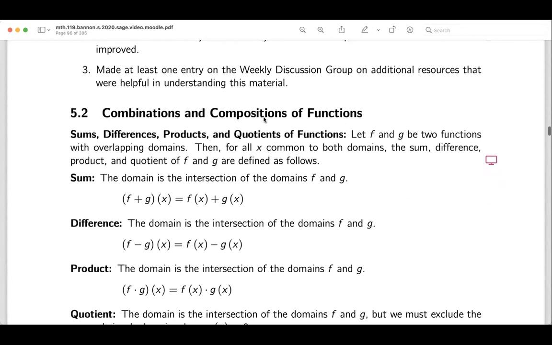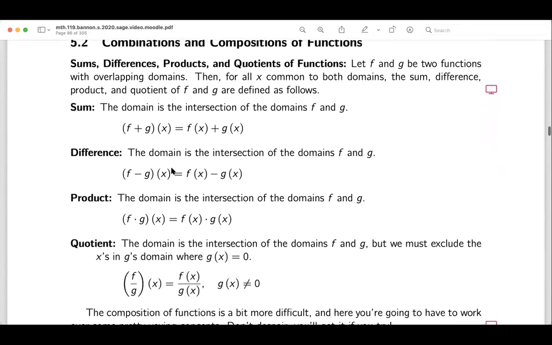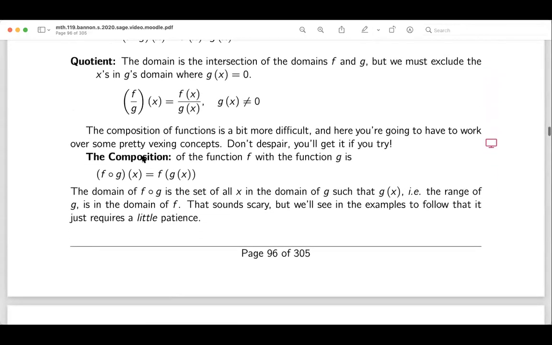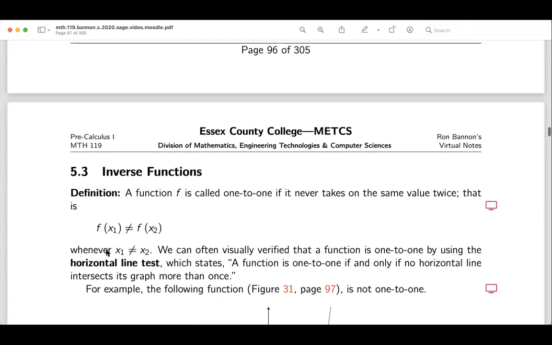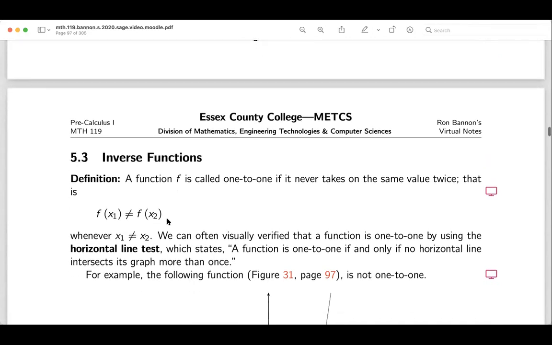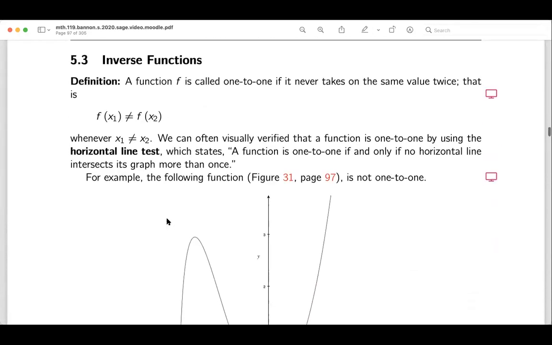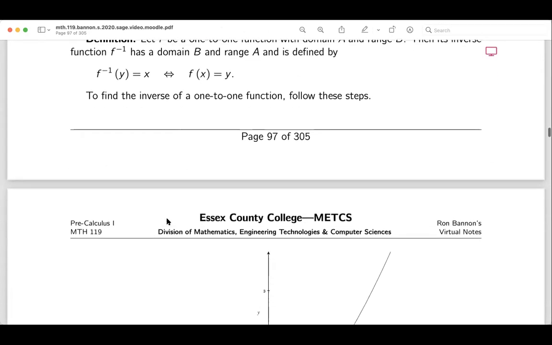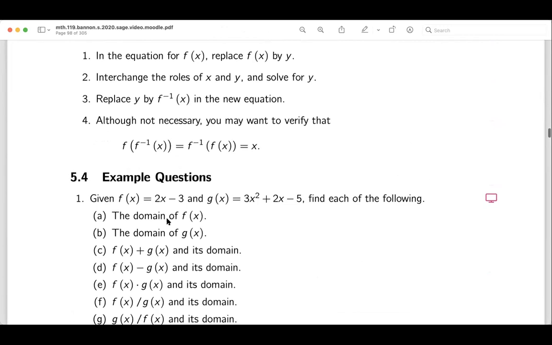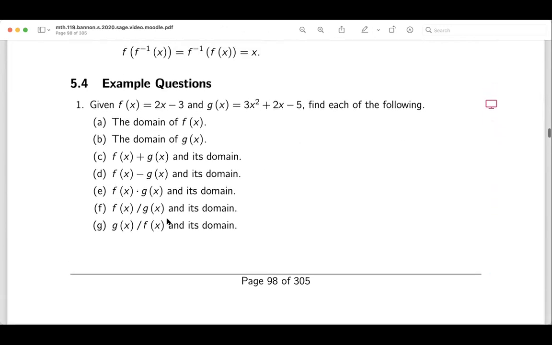Again, we did combinations and composition of functions: sums, differences, products, and quotients. We did the composition. What's the big deal? Basically, the domain and range is a big deal for a lot of students, but we did go through examples. We also talked about invertibility and inverse functions, concepts of one-to-one. But all that's been presented prior in other lectures. And then we went through some examples. By going through examples, we're trying to hammer down what we presented to you.